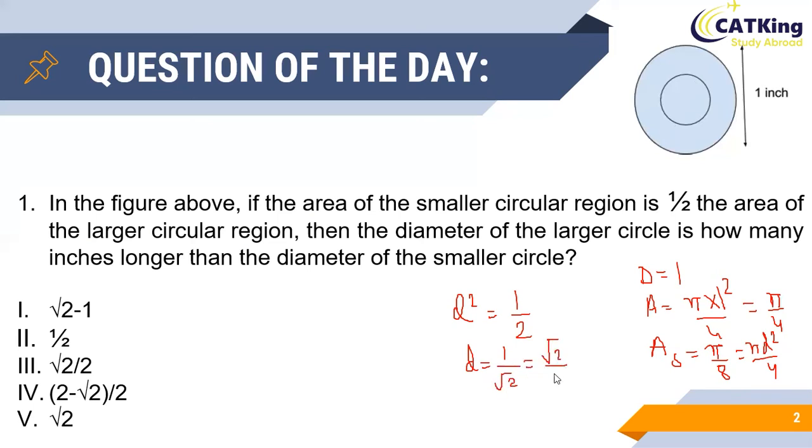Now, all we need to do is find the difference between the two diameters, that is capital D minus small d, which is equal to 1 minus root 2 by 2, which is equal to (2 minus root 2) divided by 2. That is, the correct answer is option 4.